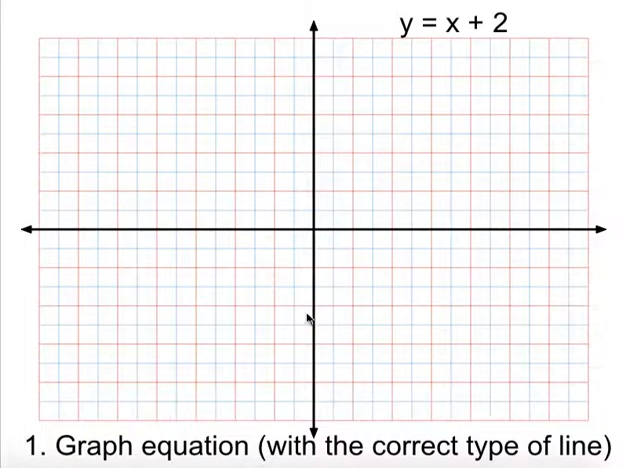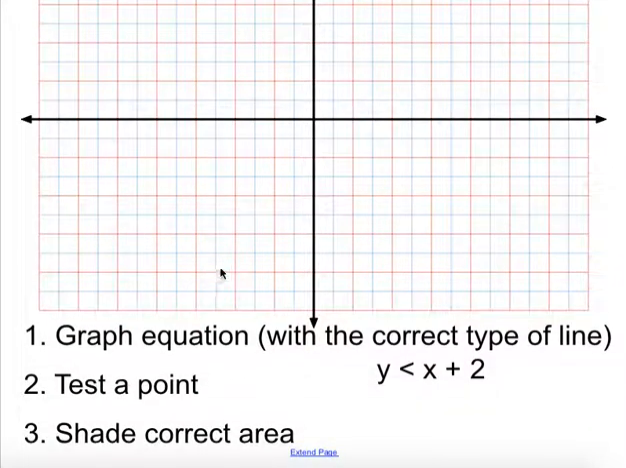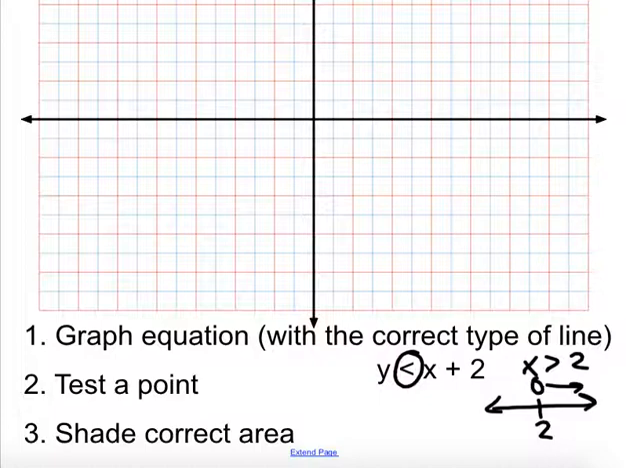Now, graphing the equation of an inequality is similar to graphing an equation for just a regular line. The first thing, we just need to graph the equation with the correct type of line. What this means is that if it has a less than symbol or a greater than symbol, just like on a number line, if we had x is greater than 2, we would say that's an open dot going to the right from 2. Similarly, with a less than sign on a graph, we would put a dotted line.